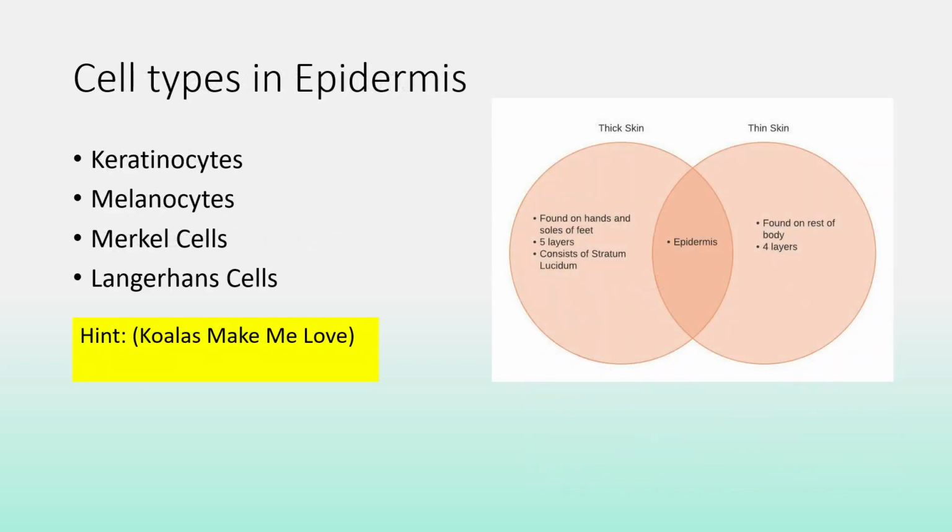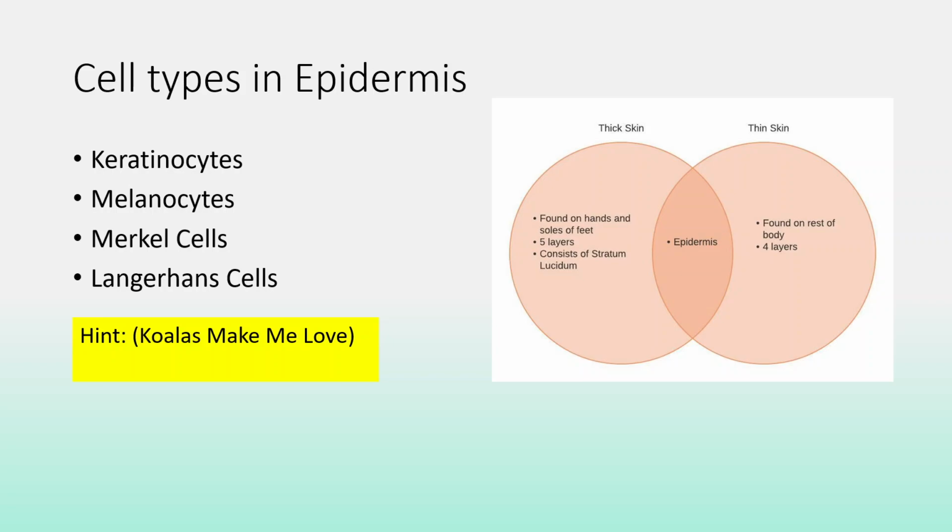So now let's talk about the cell types that are present in the epidermis. So we have 4 cell types, which include the keratinocytes, the melanocytes, the Merkel cells, as well as the Langerhans cells. So a hint or a mnemonic that I like to use to remember the 4 types include koalas make me love.